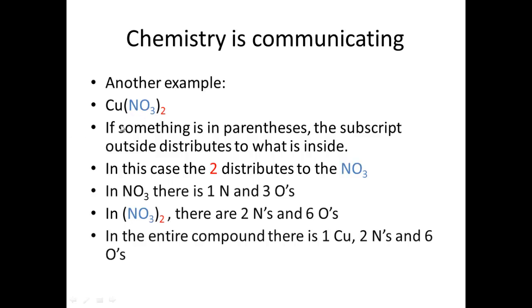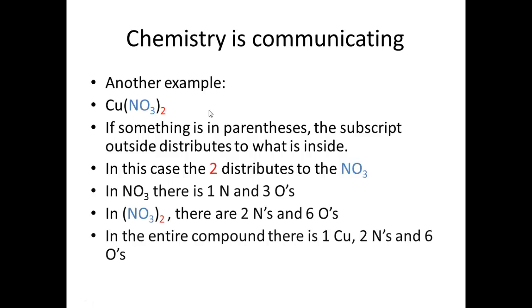Thank you. So in this case, this 2 that's in red distributes to the whole group of NO3. So in regular, just 1 NO3, there's 1 N and 3 O's. So since there's a 2 outside there, it's going to double that. So there's 2 N's and 6 O's. Does that make sense? Just like the parentheses in math. So in the entire compound, there's 1 Cu, 2 N's, and 6 O's. Is that clear? Yes. Good?